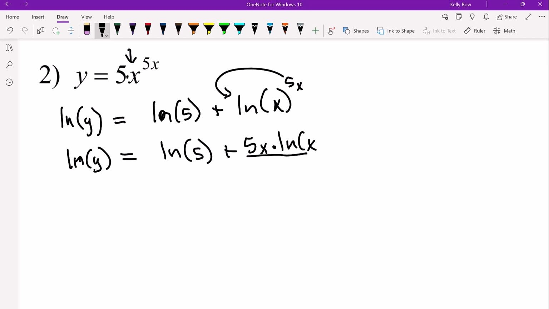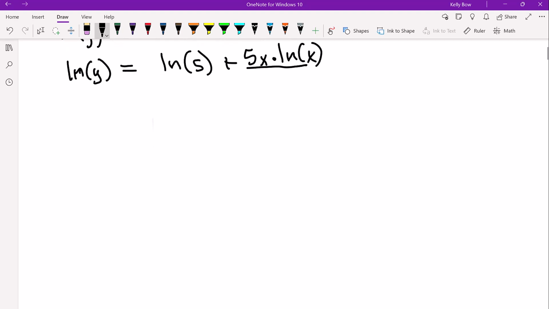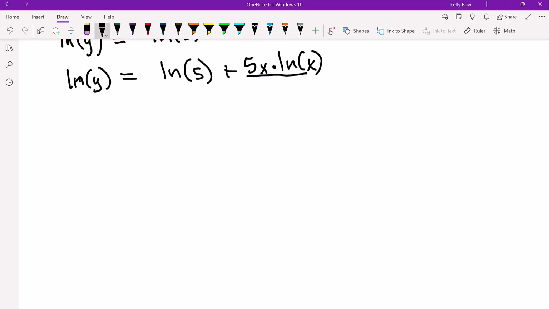Okay, so now we are ready to get started with taking the derivative. So when we take the derivative of natural log of y, we get 1 over y times dy dx. Well, the natural log, ln of 5 is just a number. The derivative of a number is just 0. So you wouldn't really have to write that, but I'll write 0 just to keep clear what we did.